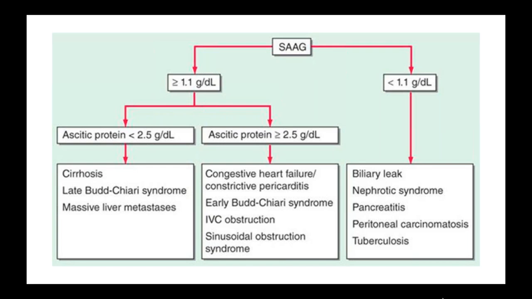Okay, that means congestive heart failure, pericarditis, early Budd-Chiari. Early Budd-Chiari, liver is fine. It's just the hydrostatic forces which lead to the production of ascites, IVC obstruction, the sinusoidal obstruction or the veno-occlusive disease. Okay, so this is how you see. You see the SAG. If it is low SAG, usually it is a local cause plus nephrotic syndrome. If it is a high SAG, it is liver disease or a non-liver disease.